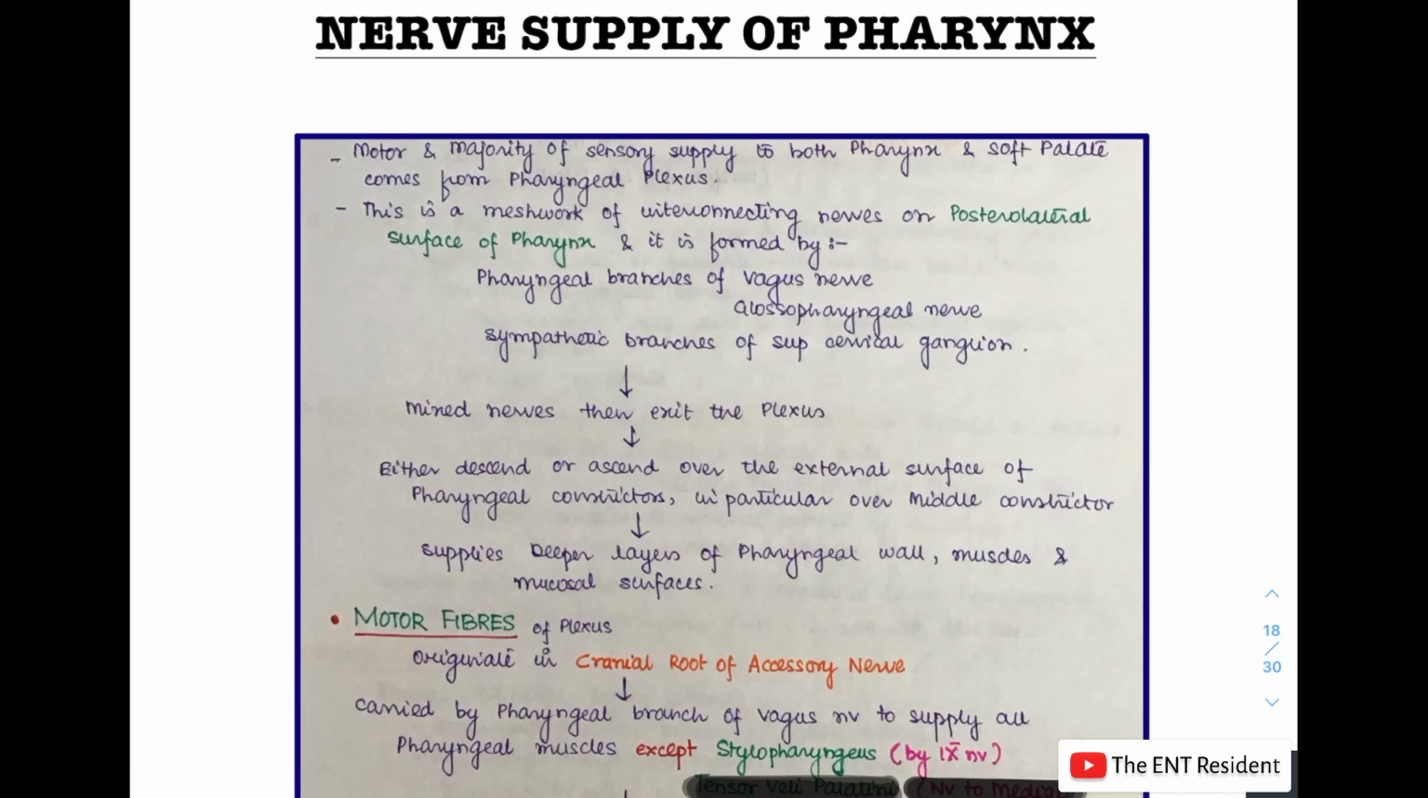Now, the motor and the majority of sensory supply to both the pharynx and the soft palate comes from a plexus known as the pharyngeal plexus. This is basically a meshwork of interconnecting nerves on the posterolateral surface of the pharynx. And what are the branches communicating with each other to form this plexus? These are the pharyngeal branches of the vagus nerve, the pharyngeal branches of the glossopharyngeal nerve, and the sympathetic branches of the superior cervical ganglion. So all these three connect together to form this pharyngeal plexus on the posterolateral surface of the pharynx.